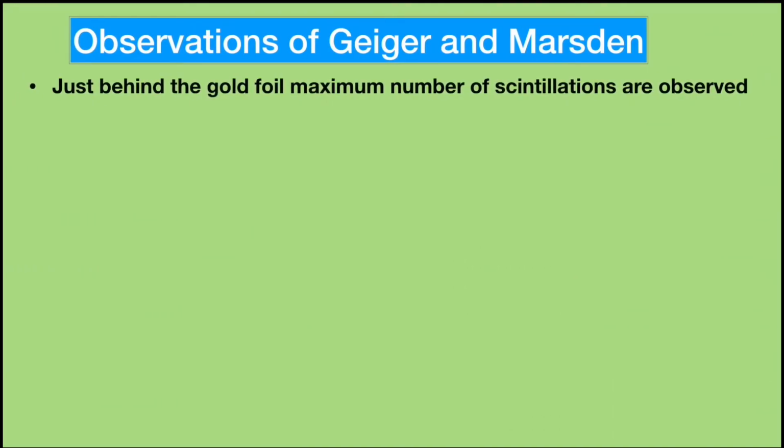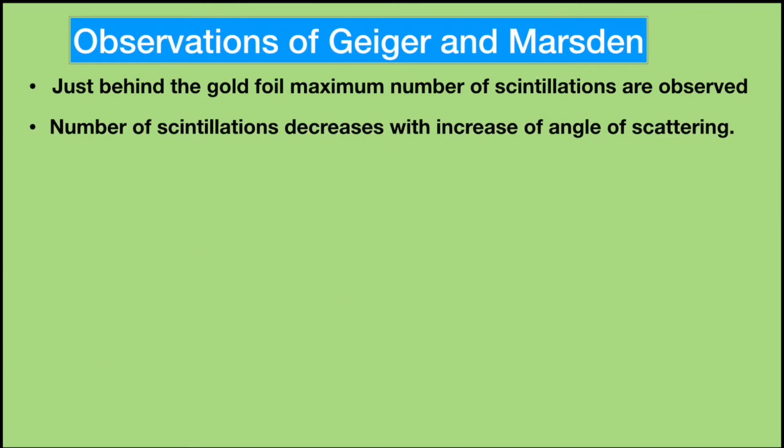The first observation made by them is that just behind the gold foil, the maximum number of scintillations is observed. As I told you, we will increase the angle with the reference line of the propagation of the beam of alpha particles. Then for a small angle or zero angle, the number of scintillations was maximum just behind the gold foil.